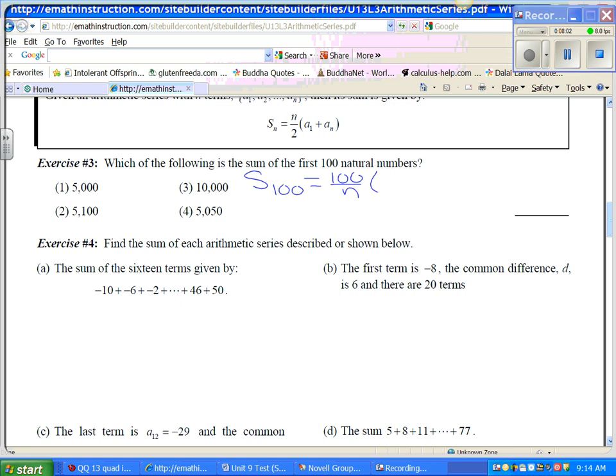What is my first number in my sequence? 1. And what is my last number? 100. Please find me the sum of the first 100 natural numbers.